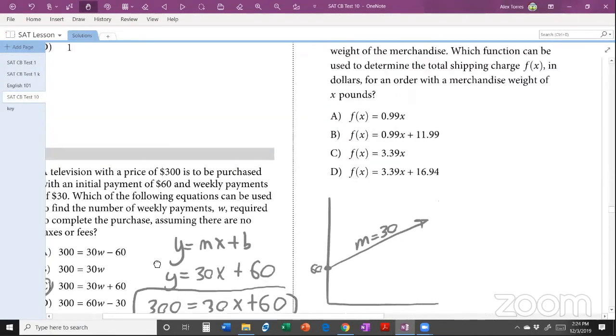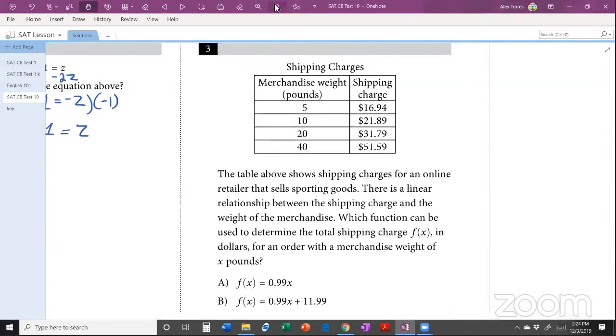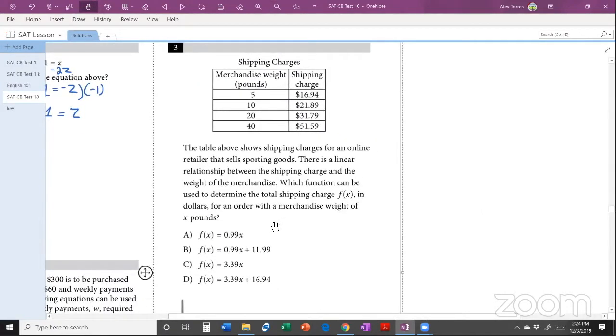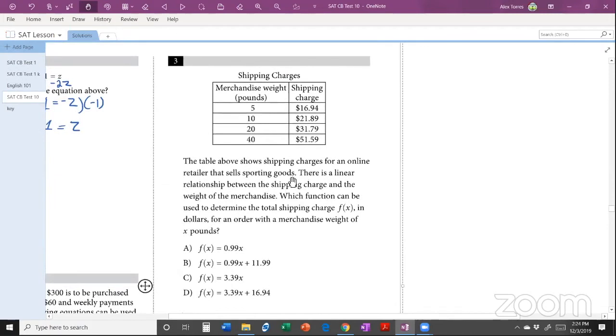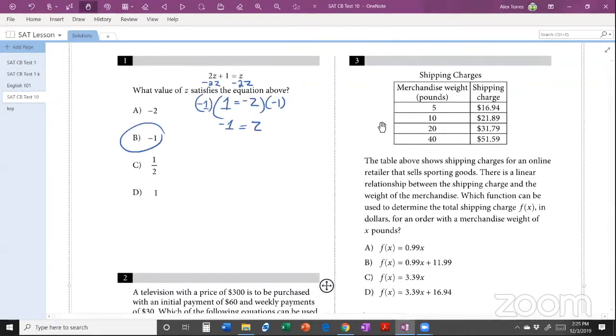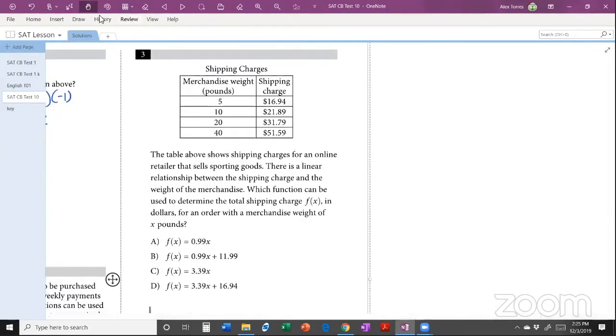Moving right along to number 3 now. The table above is giving shipping charges. There's a function that's going to determine the total shipping charge with the weight being x pounds. So we have a nice linear situation here. We could test that by finding out if every time x changes by the same amount, y changes by the same amount. If we ever needed to on a question, we could test that out. But here we're just being told that it's linear. So they tell that to us right here.